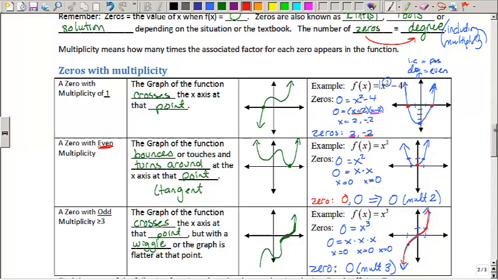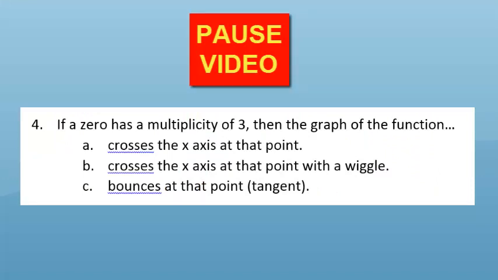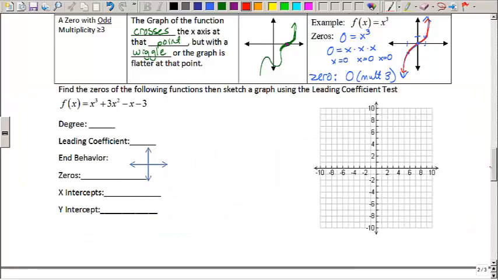Let's try a few examples putting the whole picture together and graphing our polynomial function. On this example, it says find the zeros of the following functions, then sketch the graph using the leading coefficient test.